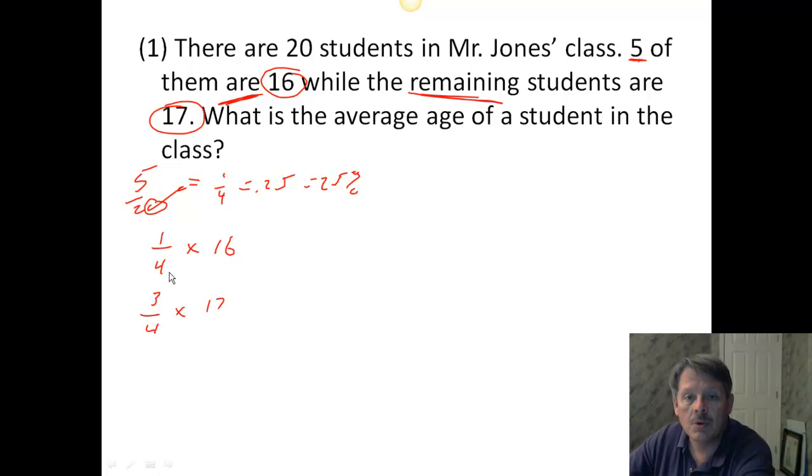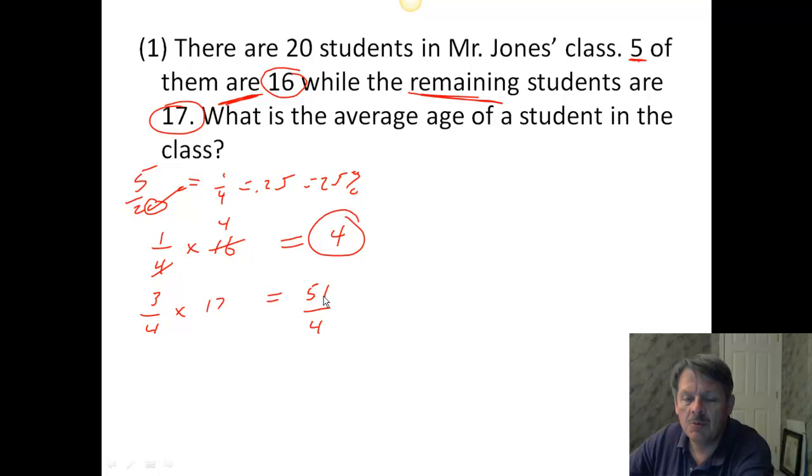Well, what's 1/4 of 16? We end up crossing that out because 16 divided by 4 is 4. So that's going to give me a total of 4. Well, let's look at the 3 times 17 divided by 4. Well, that's not as easy. So 3 times 17 is 51. And we divide that by 4.